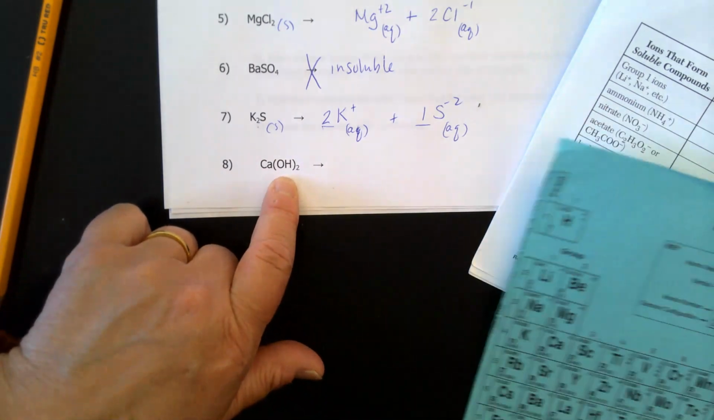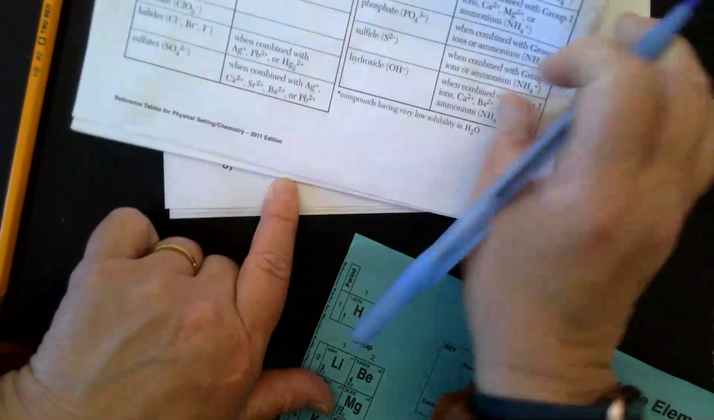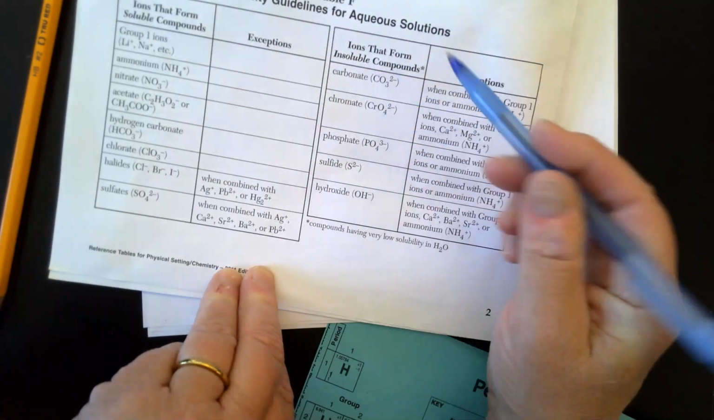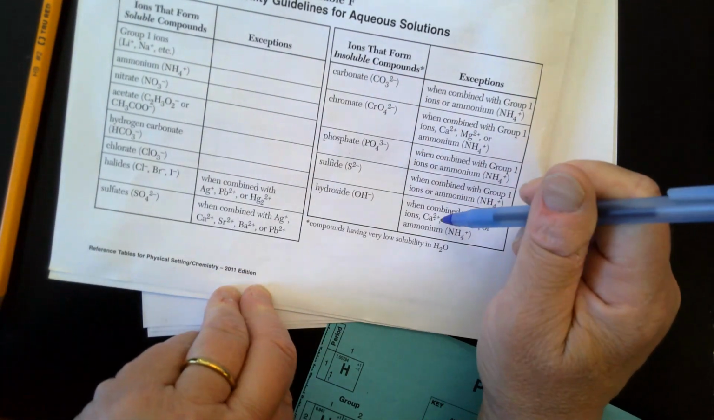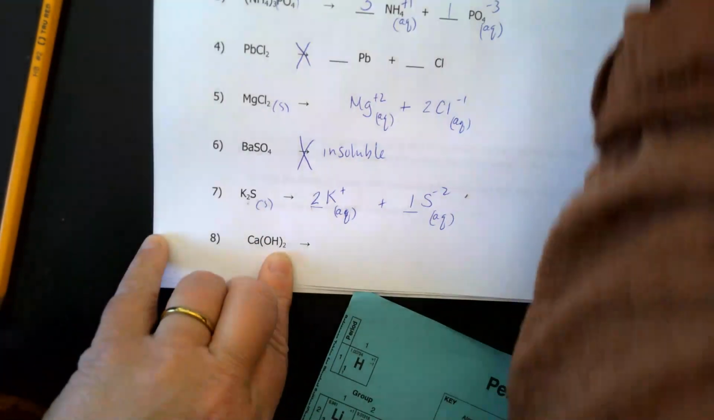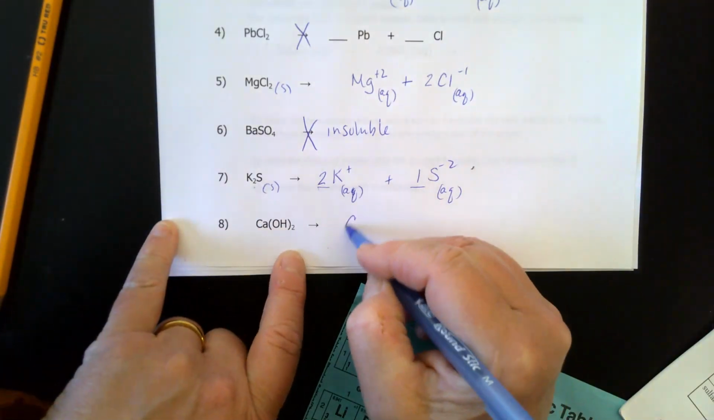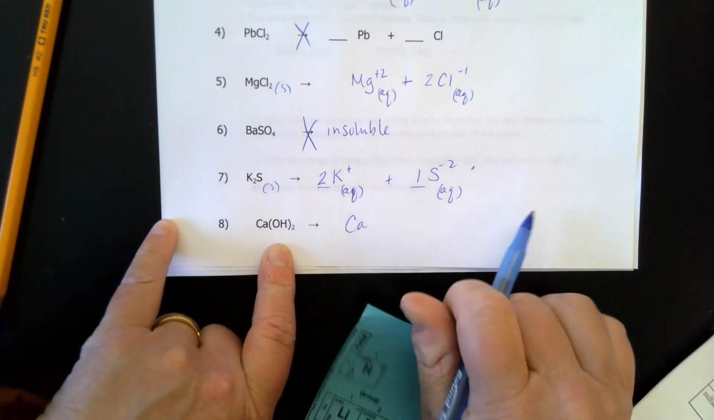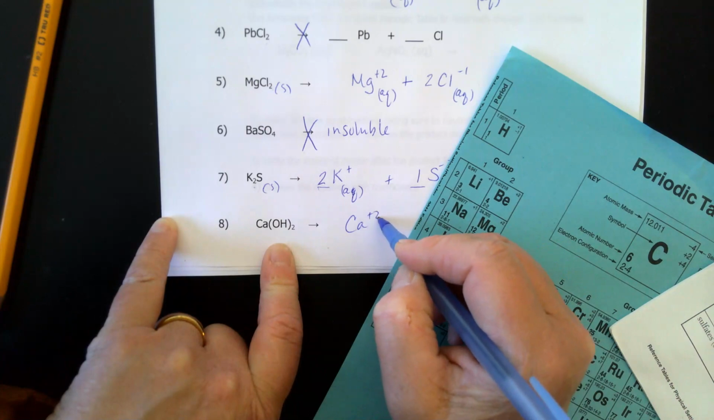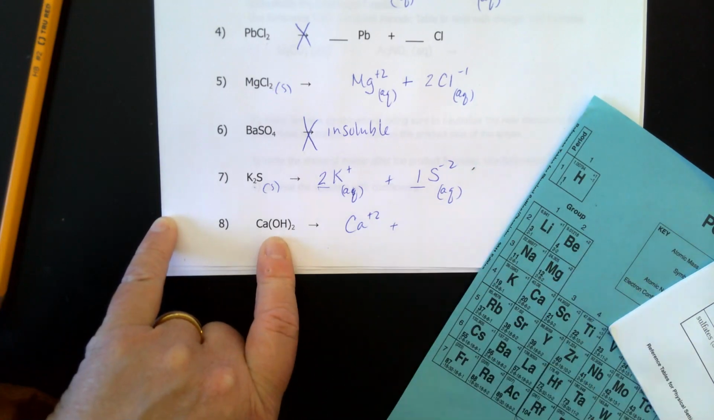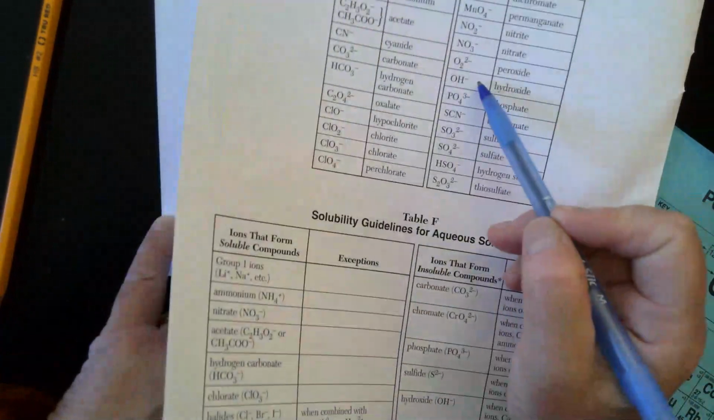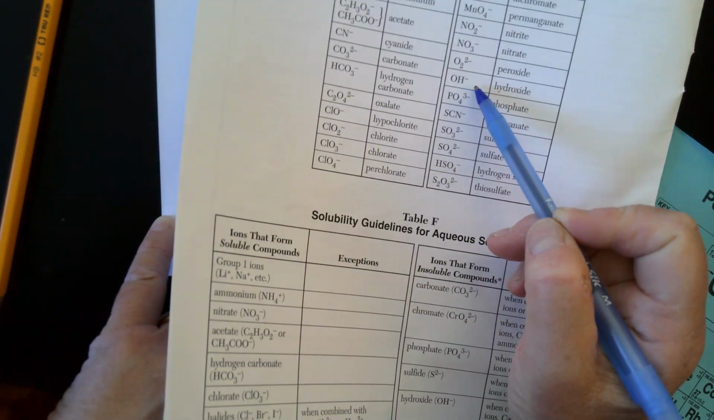Calcium hydroxide, let's see if it's soluble. Hydroxides are insoluble, except when calcium is attached to it, so that is soluble, which means we're going to have a calcium ion. Calcium ion is a +2. And hydroxide is OH with a -1 charge.